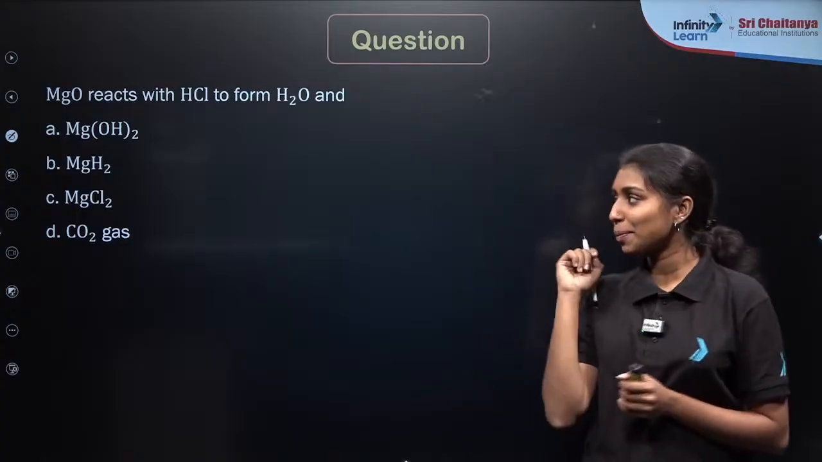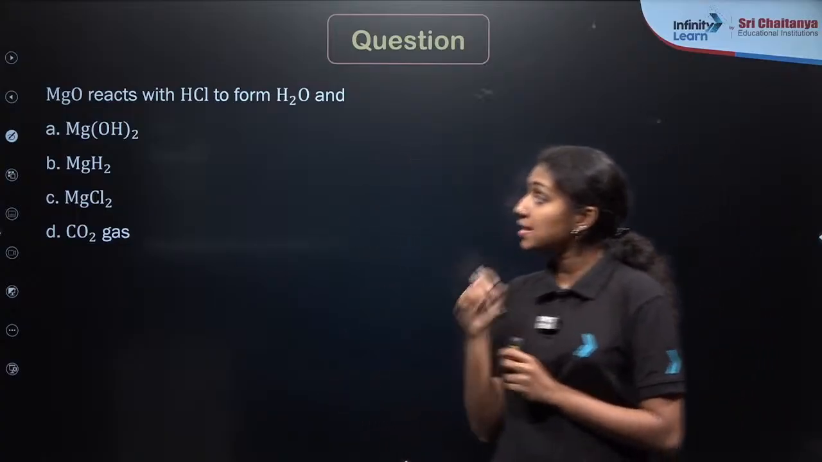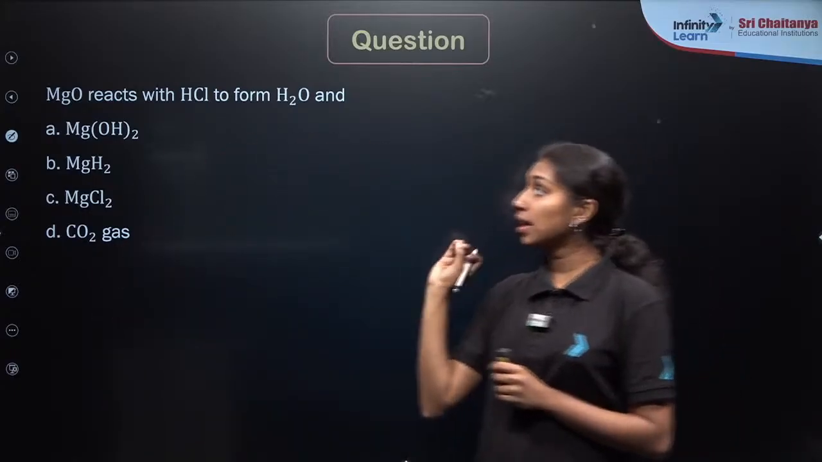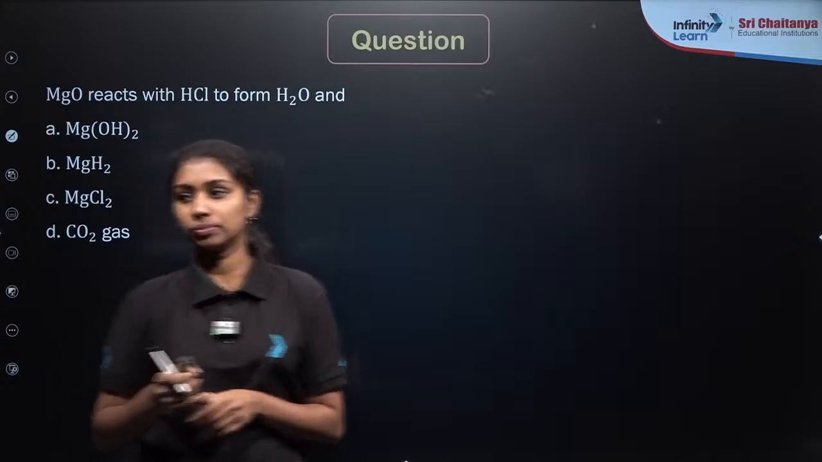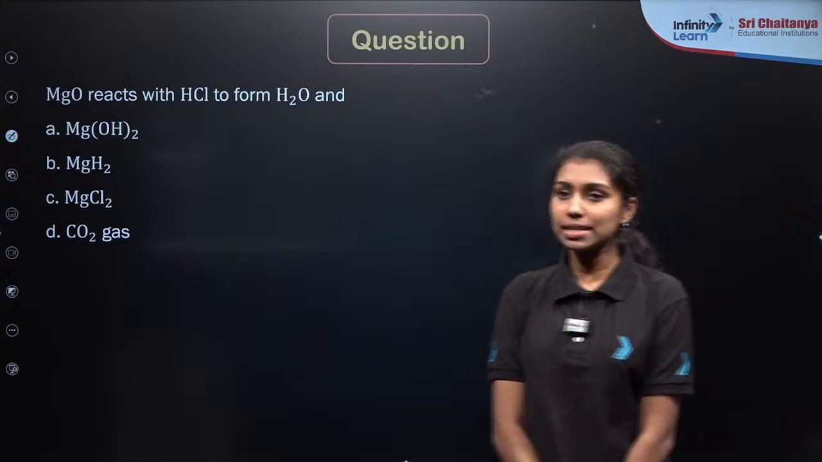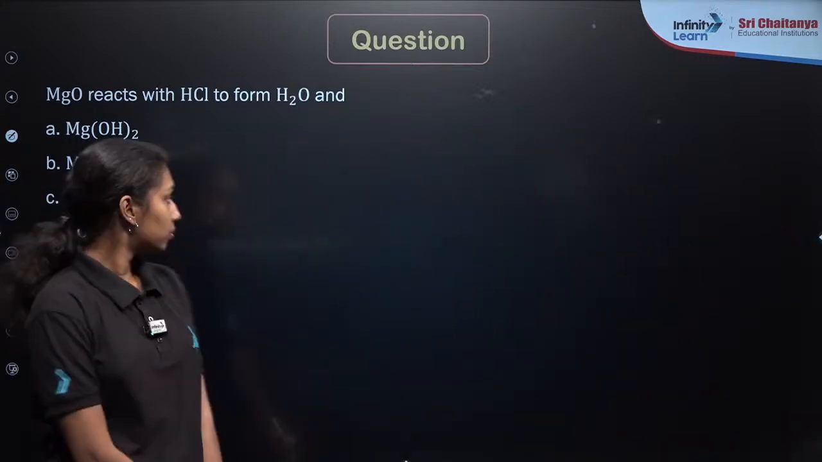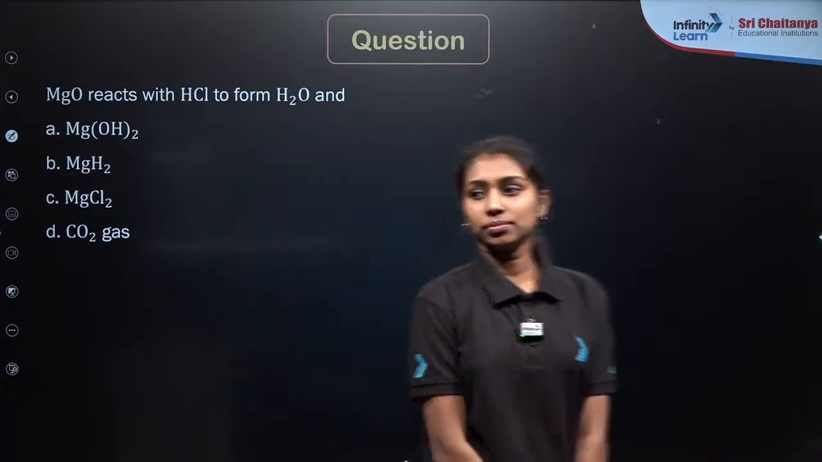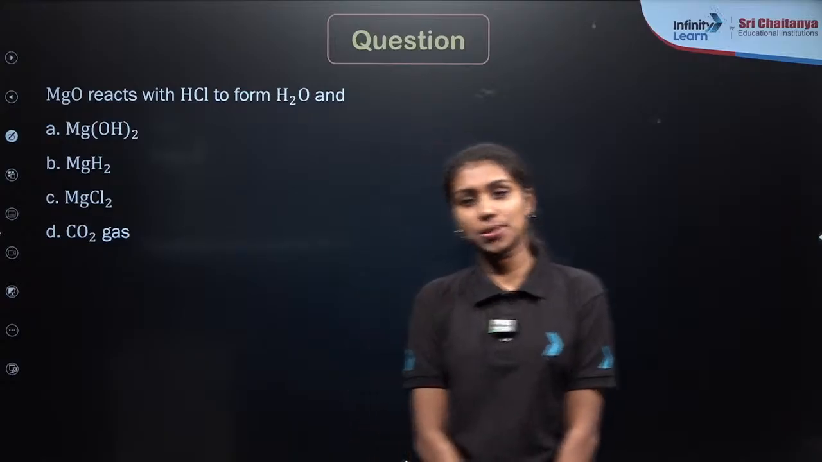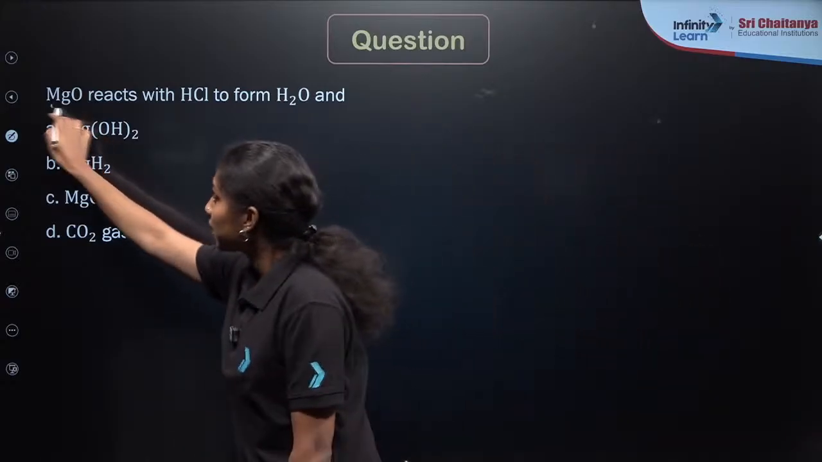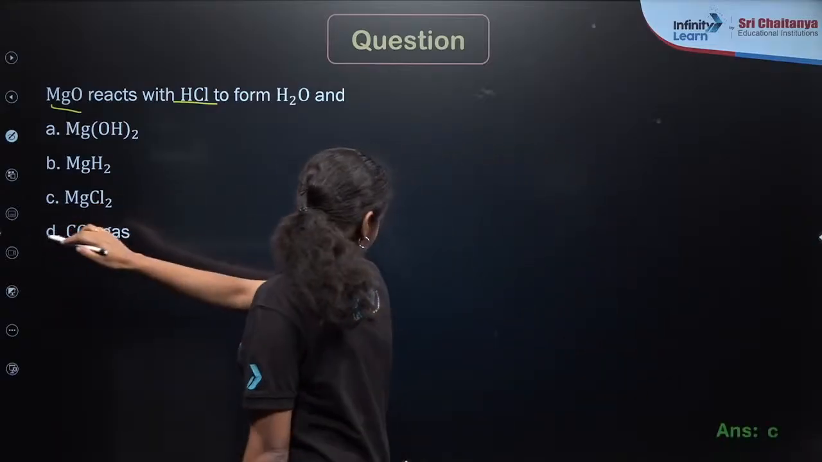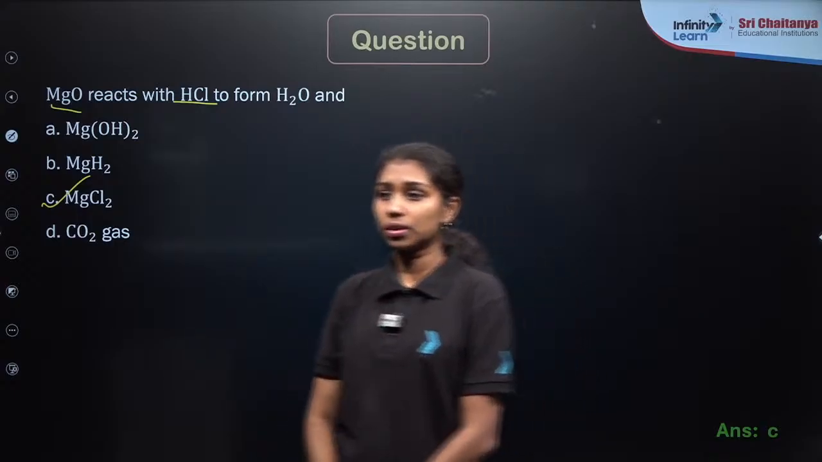Okay, the same question is repeated here. MgO reacts with HCl to form a salt. What is the name of the salt formed between magnesium oxide and hydrochloric acid? What will be the answer? Okay, I think we have already discussed this in the first question's example. MgO reacts with HCl to form MgCl2 as the salt. So option C will be the correct answer.